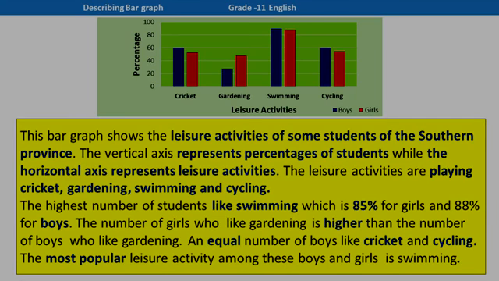So look at the cricket and cycling bars. There you can see they are at a similar level. So we can use the word equal there, right? An equal number of boys like cricket and cycling. The blank leisure activity among these boys and girls is swimming. Let's see. We can say the most popular leisure activity among these boys and girls is swimming. Now this is how we have completed the answers, right? Let's move on to another activity.